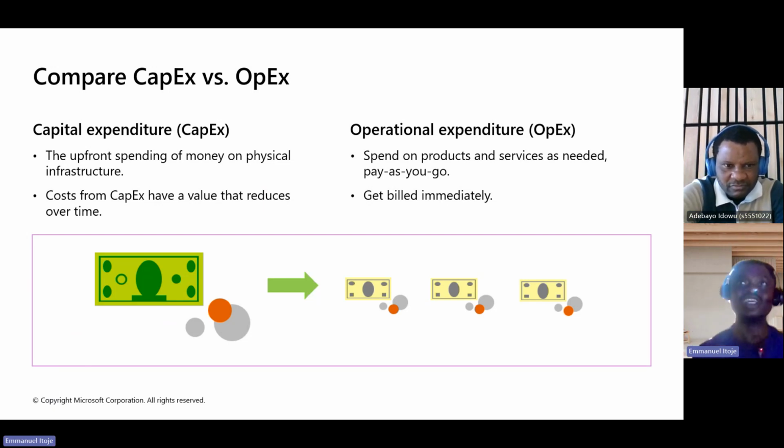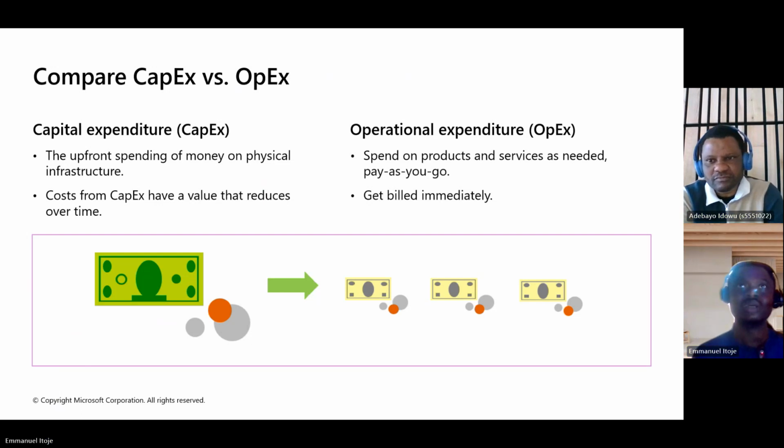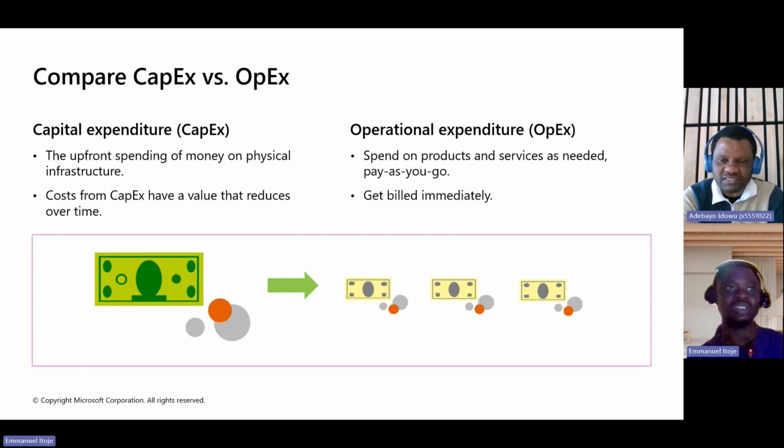Okay, after buying it, do you need to set up the power systems, the cooling systems, to ensure that there'll be constant power, constant internet, and all that? Then, the cost from CapEx is a value that reduces over time. That's one advantage. Once you set up the whole thing, maybe you'll be paying for your internet service provider and maintenance cost.